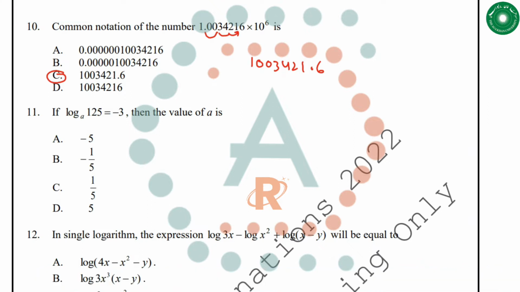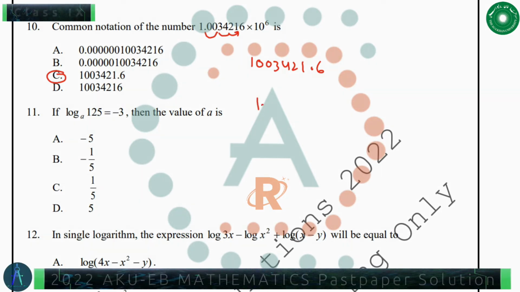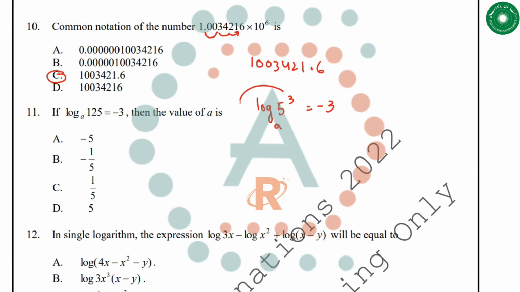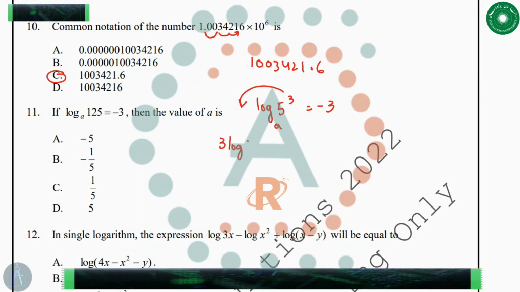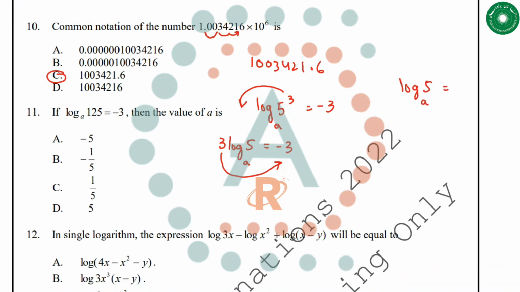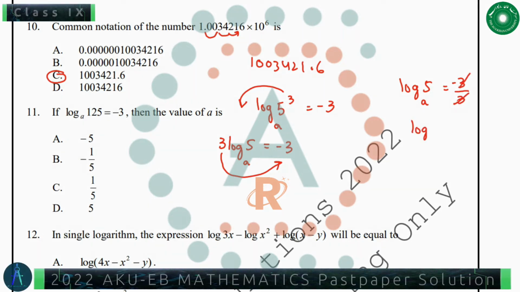Then question number 11, we have to find the value of a in this logarithmic equation. So log of 5 cube to the base a equals to minus 3. So let's move this 3 to the coefficient side. So 3 log 5 to the base a equals to minus 3. This minus 3 will be divided on the other side, so that log 5 to the base a will be equal to minus 3 over 3. This will be cancelled out and we will get log 5 to the base a equals to minus 1.